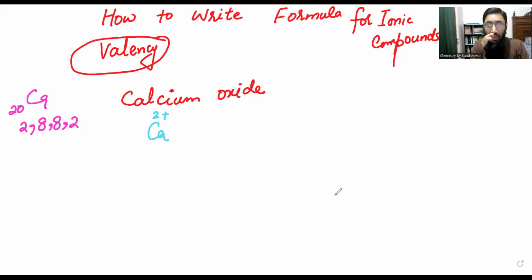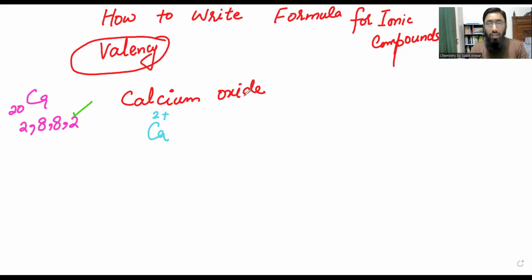To achieve stability, an atom needs to complete its octet, and it means calcium must donate these 2 electrons. Calcium must lose 2 electrons. When calcium loses 2 electrons, it will get a plus 2 charge. Okay, so I have written Ca plus 2.